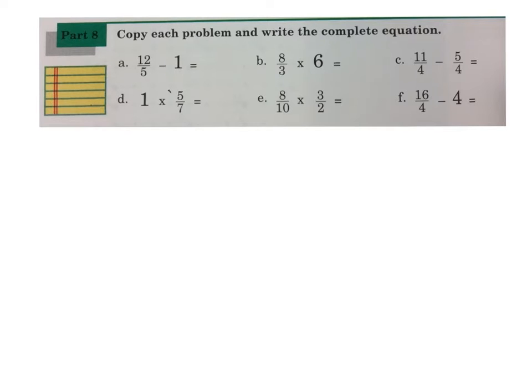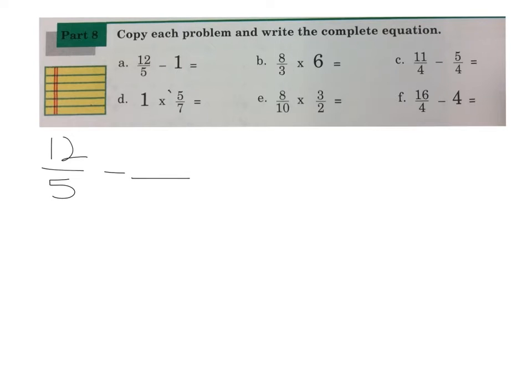All right, so looking at part 8, it says to copy each problem and write the complete equation. And so I see that we've got some subtraction and we've got some multiplication, and we know that those are solved differently. So let's look at A first. So A, they show us that 12 fifths minus a whole number of 1. So if I have 12 fifths and I need to do a subtraction, I know that I can't just take away the whole number of 1. I need to make it into a fraction.